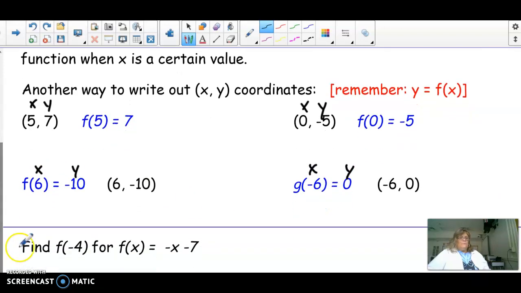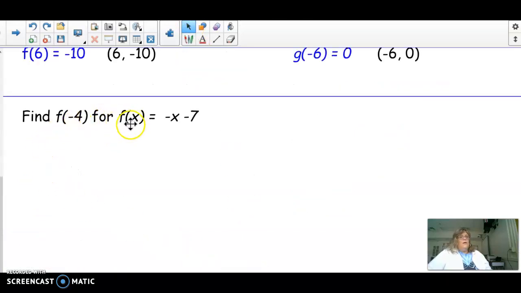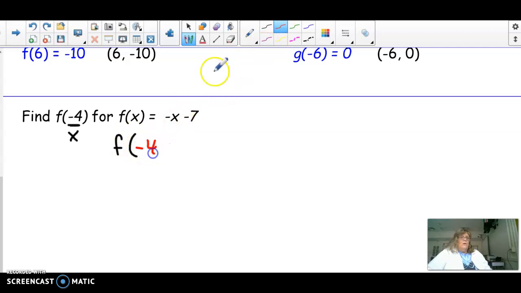So let's try one. If I ask you to find f of negative 4 for the equation negative x minus 7, we're going to go back and remember this is our x value. So everywhere we have an x, we're going to plug in the number negative 4. So f of negative 4 is equal to the opposite of a negative 4 minus 7.